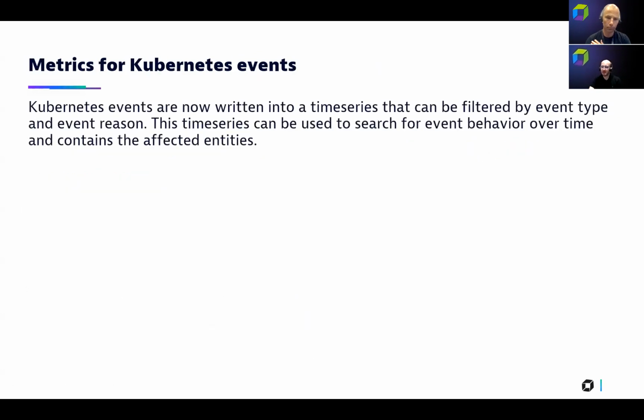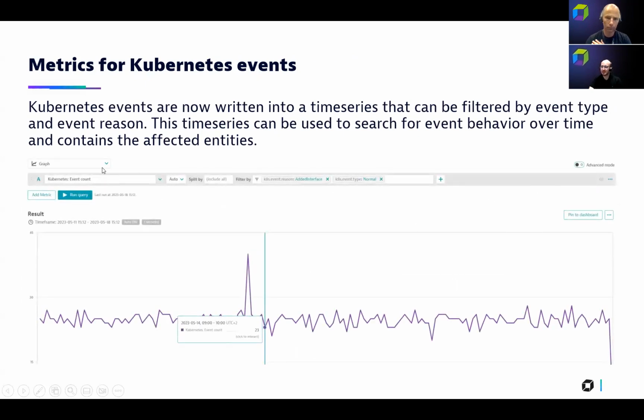Another one is that we have metrics for Kubernetes events. Now there are two options possible for you to use for filtering needs: the event reason and event type. This will help you to search for event behavior over time and contains only the affected entities. This is just one example. I will also show you on our platform, and it's also possible with the new version of 265.